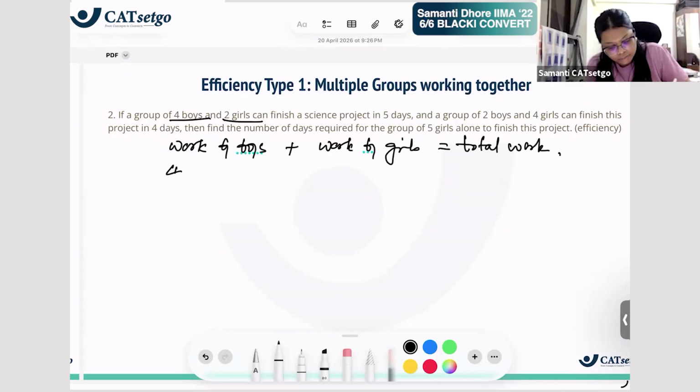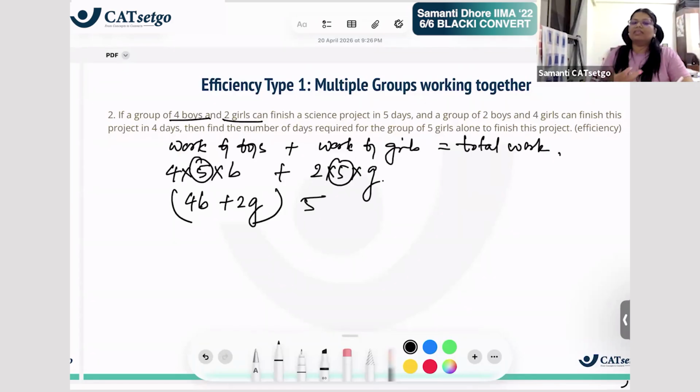So now this becomes number of boys into number of days into their efficiency, plus girls into days into their efficiency. Now since we know that the days are common, can we simply do this as 4b plus 2g into 5? Will you be able to understand if I start writing like this directly? Because the number of days is always common, so we can take it common.